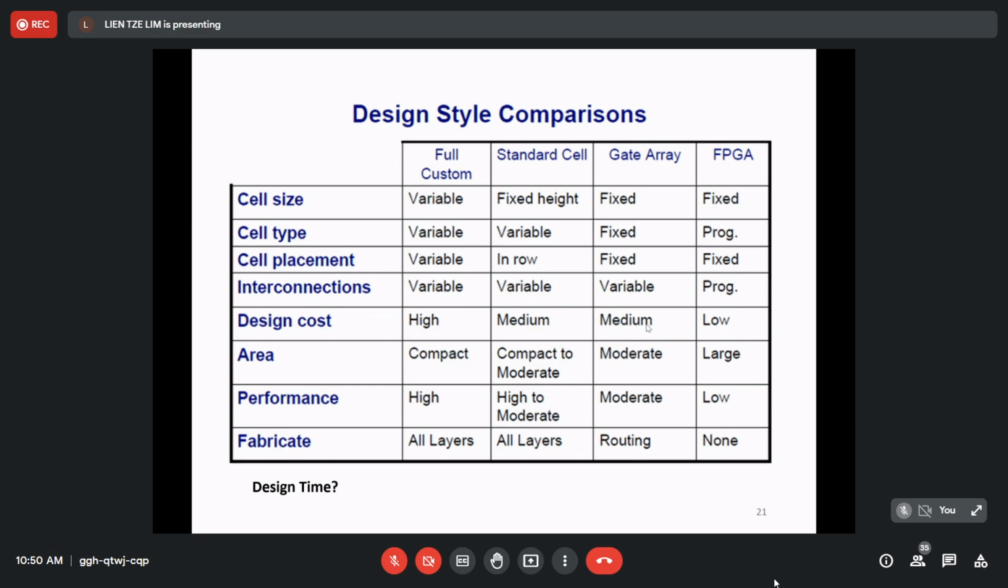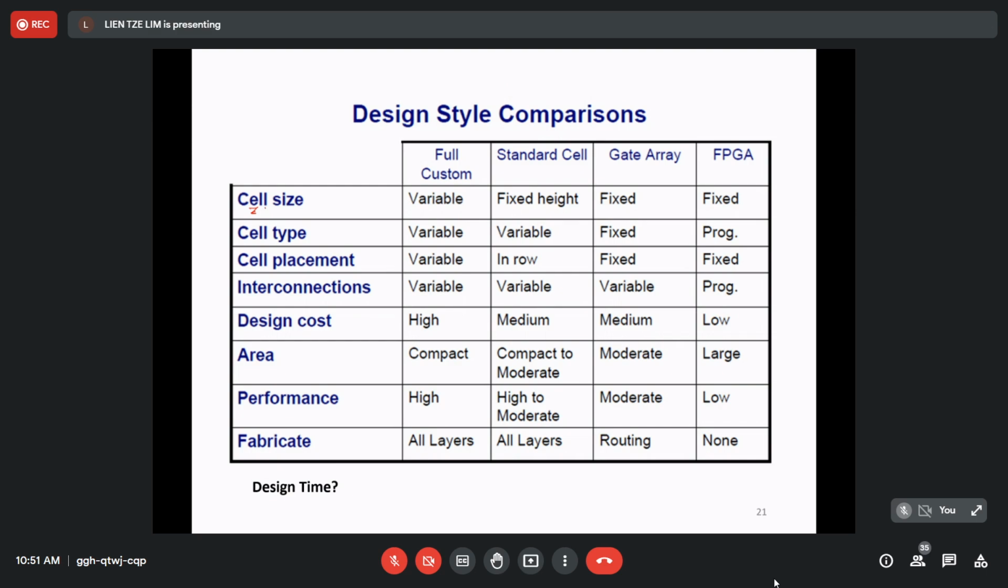Okay, so this is another table that compares the four design styles. The comparison is made on the cell size, cell type, cell placement, interconnections, design cost, area, performance, and fabrication. The cell size here, what is meant by cells?